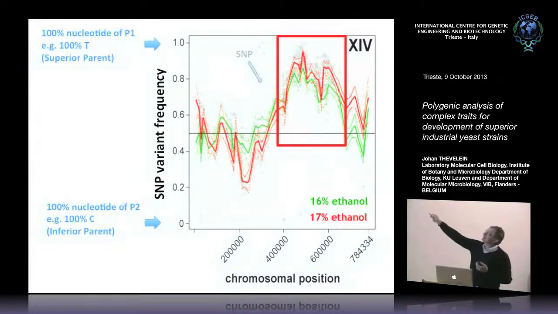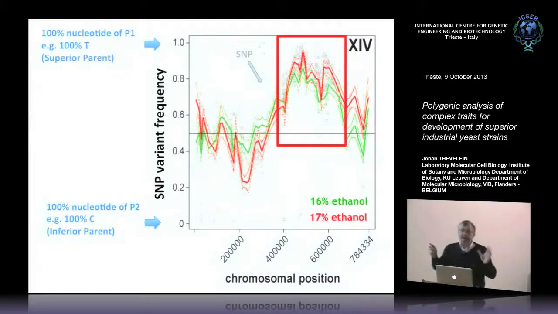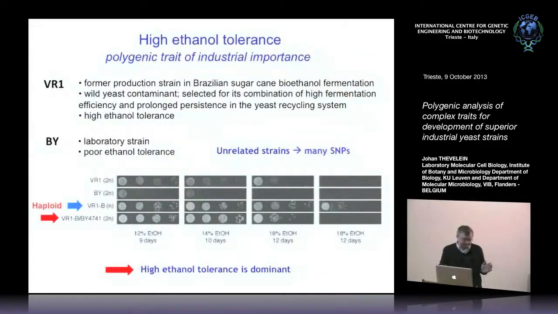So we can say there in the genome there is something, a gene, one of the SNPs, an insertion, a duplication, a foreign gene, whatever. There is something that is important for this superior property. So I will give you an example now.